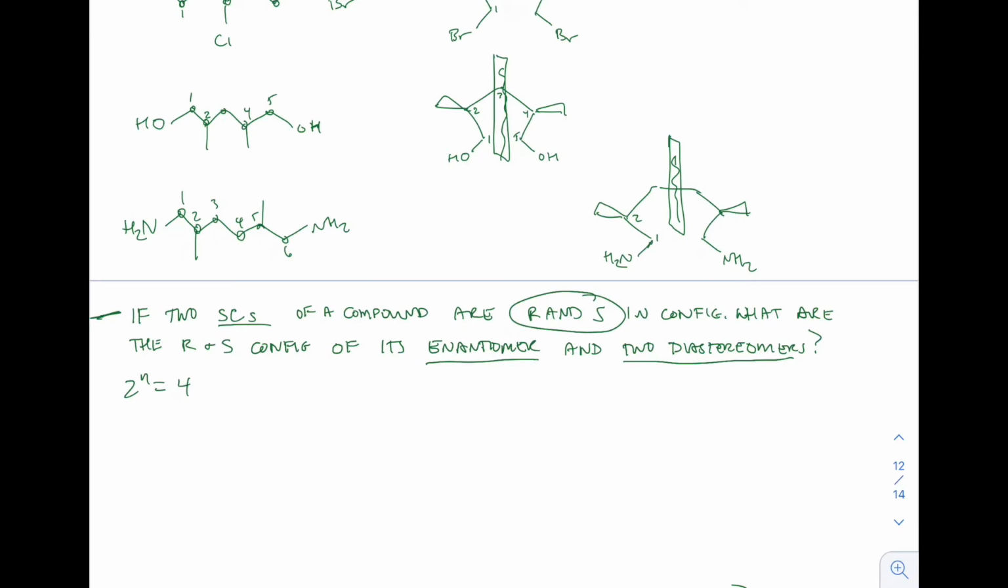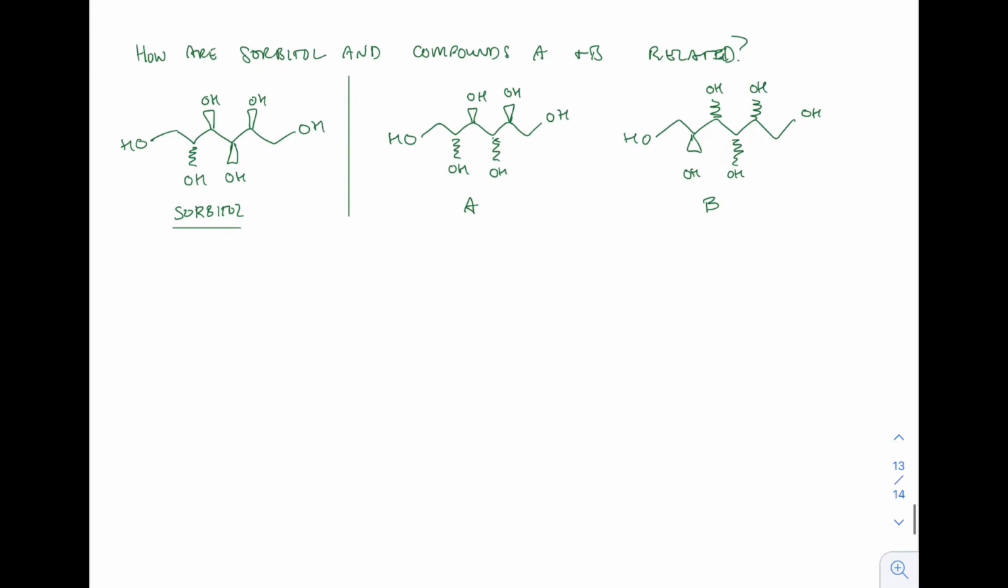So we just give all combinations. The R and S, if we swap the configurations of each of those, we get S and R. Those are the enantiomers. And for the diastereomers, we just have to remember that we only change one of the configurations of those. So we can keep an R and then change the S to an R. And then so we get R and R, and then do the same to the bottom compound and do S and S. And that means we have diastereomers.